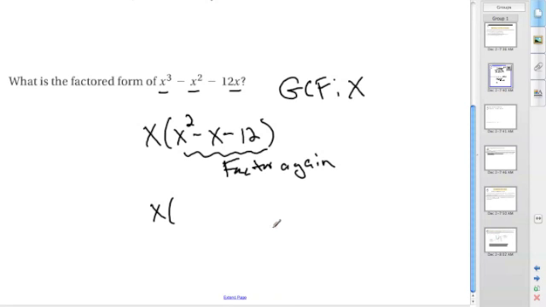So two numbers that give us negative 1 and negative 12. So it's 4 and 3. Two numbers that multiply up to negative 12 and add up to negative 1. It's 4 and 3, negative, positive. Again, nothing new. You just have to remember to pull out your GCF first.